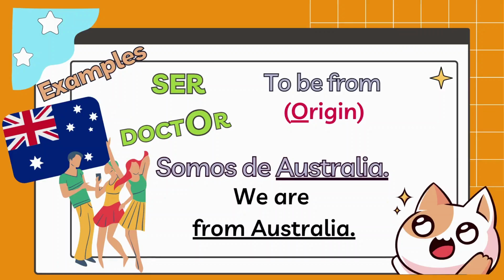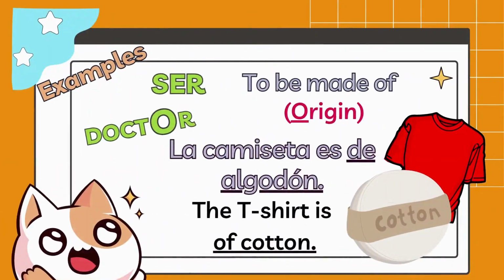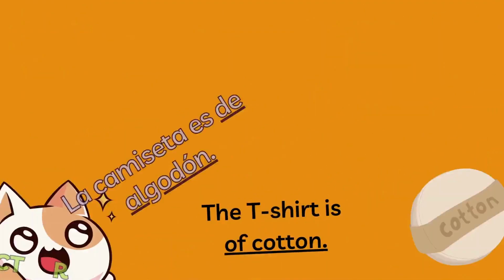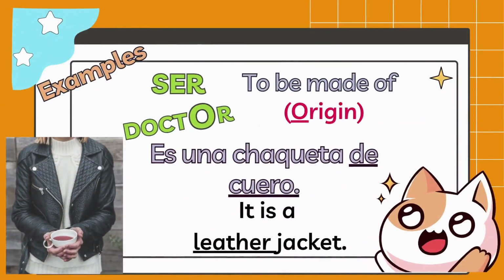This origin is not only for people, it can also be for objects. So, for example, the t-shirt is of cotton. We are saying to be made of something. The t-shirt is made of something. What is it made of? It's made of cotton. The t-shirt is of cotton. La camiseta es de algodón. Another example. It is a leather jacket. Es una chaqueta de cuero.